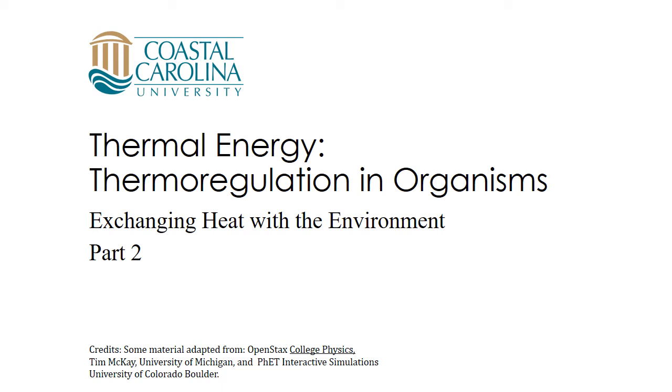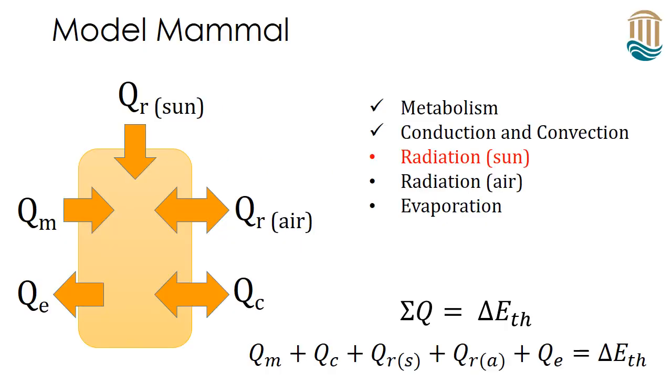This is part 2 of our examination of the processes by which mammals exchange thermal energy with their environment. In part 1, we looked at the processes of metabolism and convection and conduction. Next up is radiation. The third and fourth processes both deal with radiation, but from different sources.